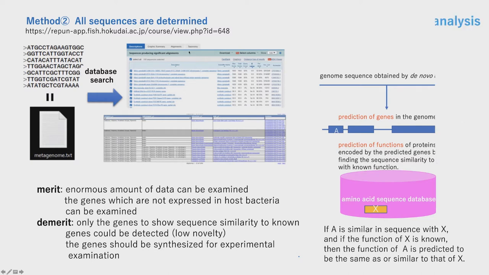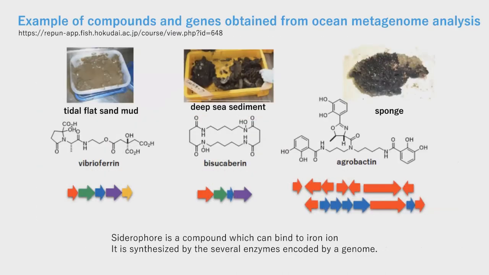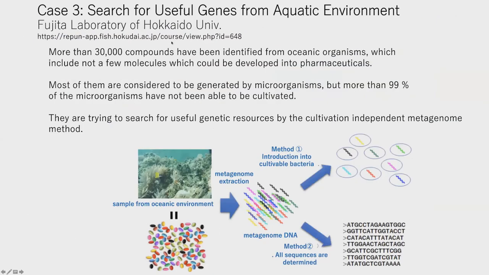And Professor Fujita used this approach and collected new compounds. All of them belong to siderophores. A siderophore is a compound which can bind to iron ions. He collected different types of siderophores from tidal flat sandbar, deep sea sediment, and from sponge. And by using the metagenome data analysis, they identified the genes related to the generation of these siderophores. So metagenome analysis can be used to search for useful genes from the aquatic environment.